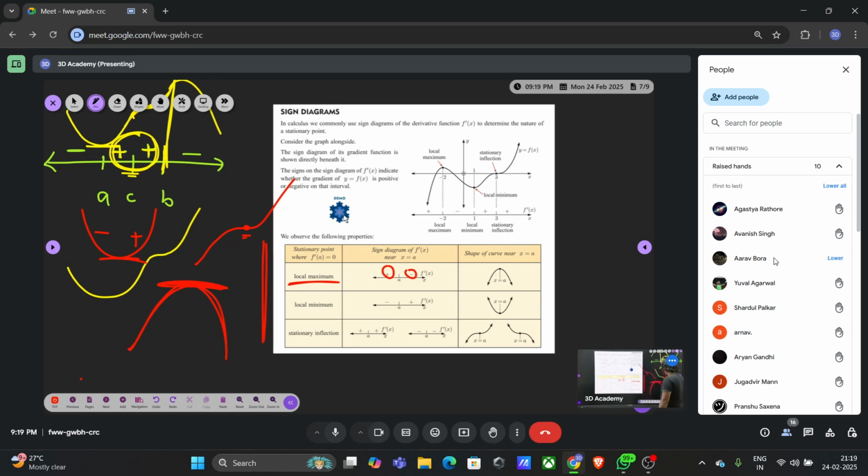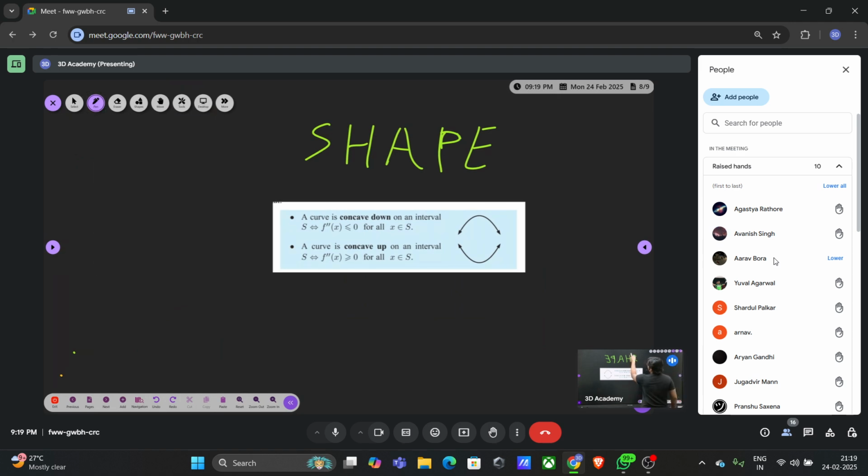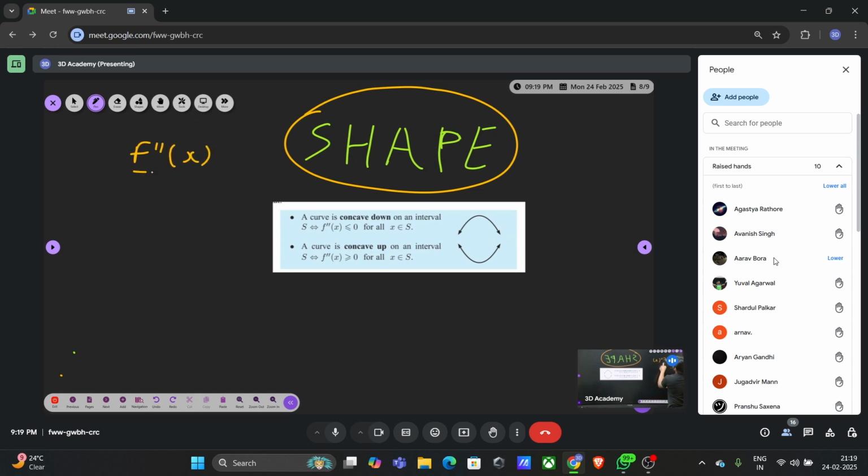Okay? After this is what I was talking about. How will we identify the shape? Either you do it through a sign diagram, or you do it through double differentiation. Now you'll understand why we were learning higher order derivatives. The reason was very simple.